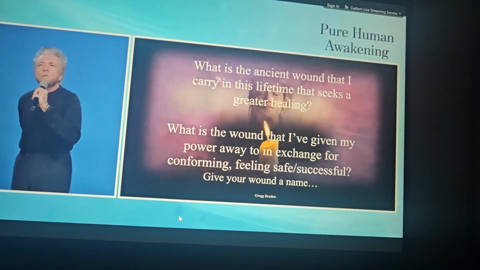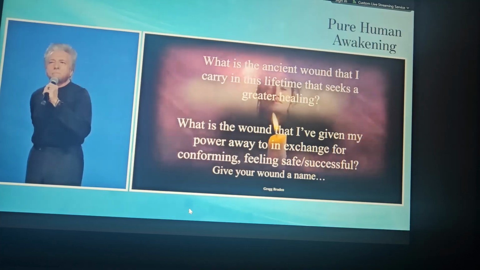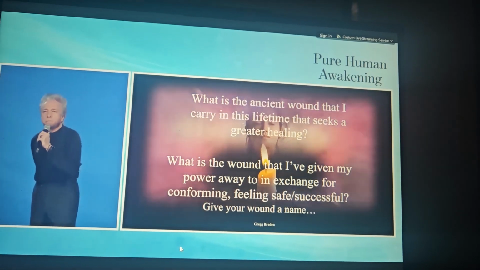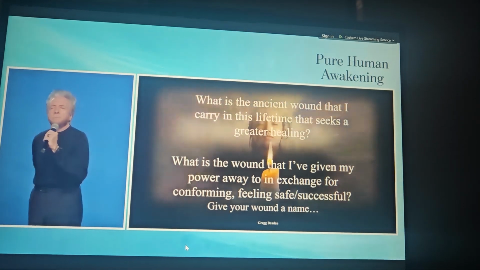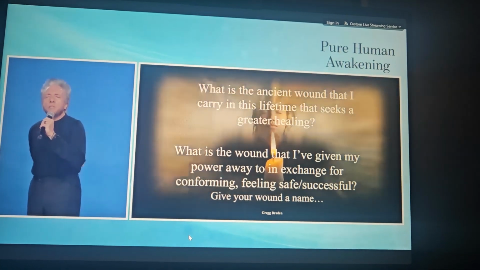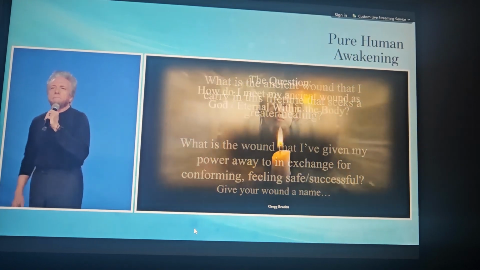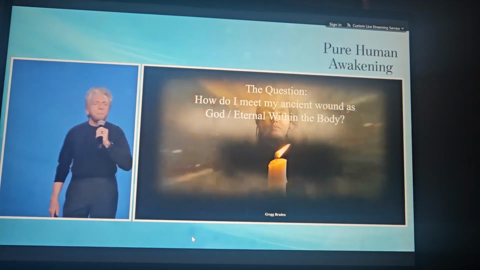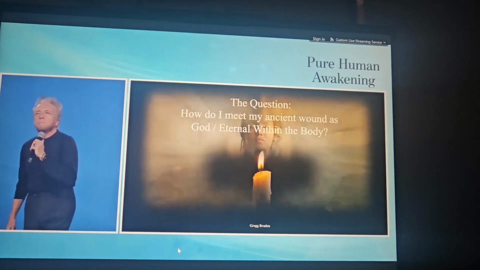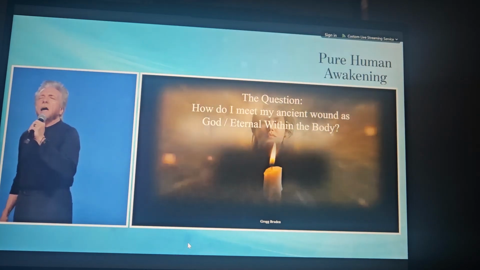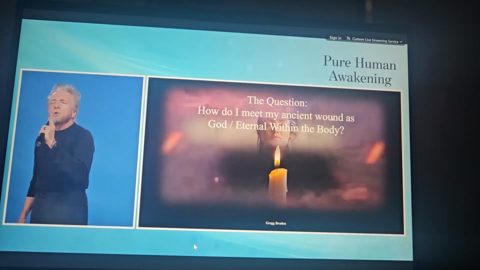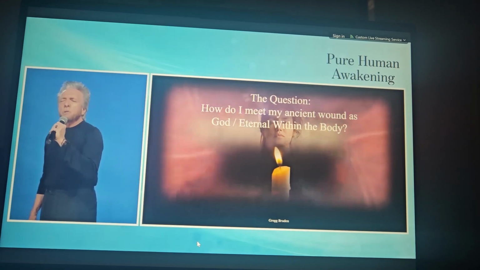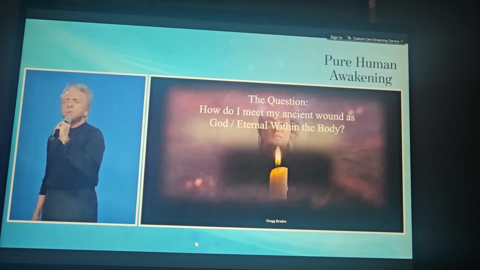What is the wound that I've given my power away to in exchange to conform in this world, to feel safe and to be successful? You gave that wound a name earlier. Now I'm going to invite you to call that wound to you, whatever name you gave it. I'm going to ask, how do you now meet your ancient wound, not as a fearful human, but as God eternal within the body?